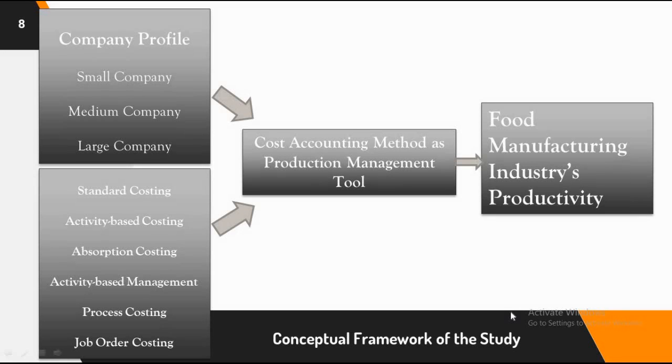Let's turn now to the conceptual framework of the study. The diagram shows the interplay of variables. The independent variable covers the company profile, which identifies the size of the company, whether it is small, medium, or large manufacturing industry. It also covers the 6 cost accounting methods such as the standard costing system, activity-based costing, absorption costing, activity-based management, process costing, and job order costing.